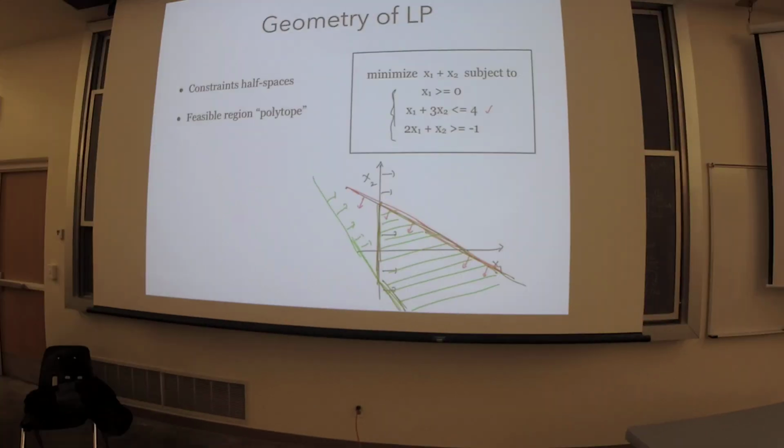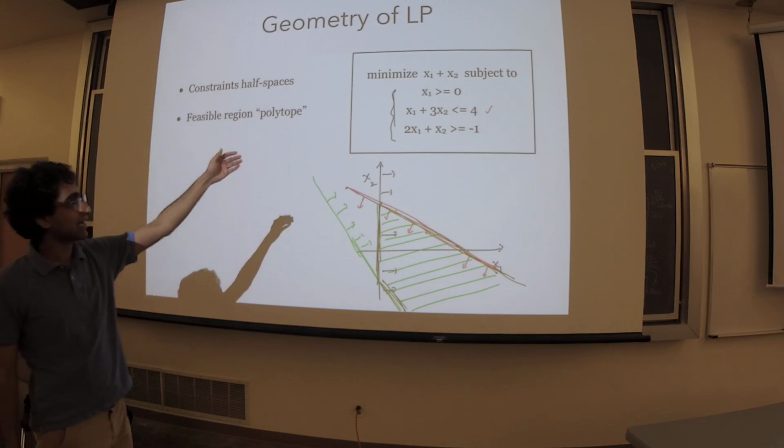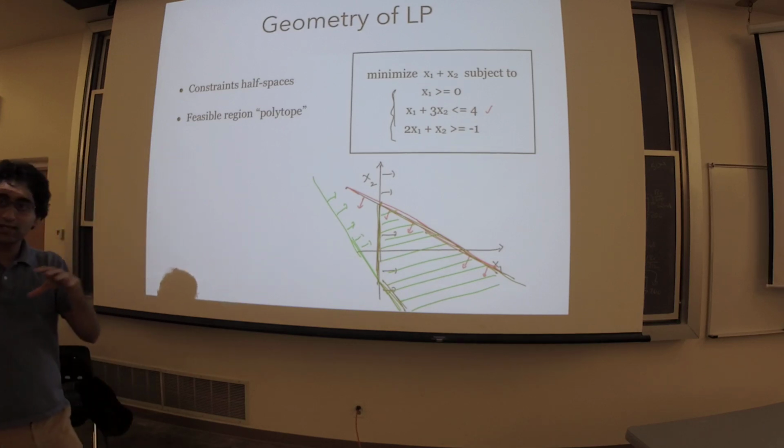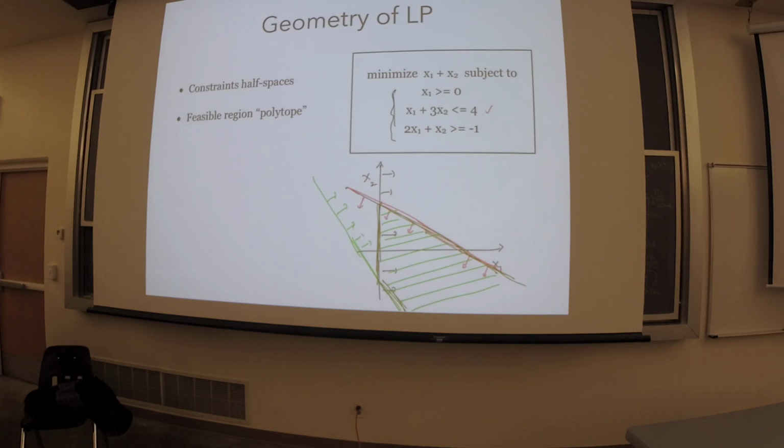Each constraint divides the space into two regions, one region will satisfy the constraint, the other region will not. And you have a bunch of these half spaces, and your feasible set is basically the intersection of these half spaces. The feasible region for these things is often called a polytope.